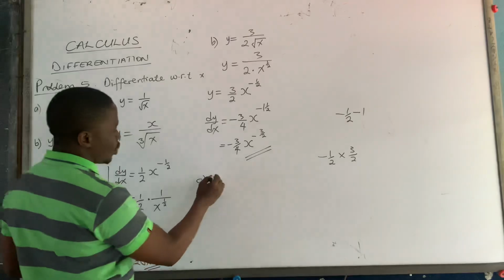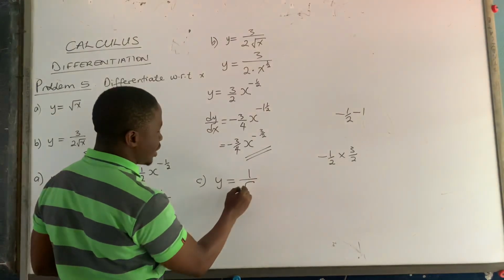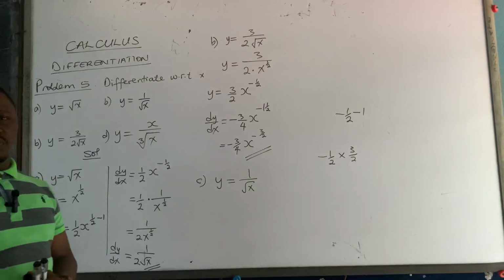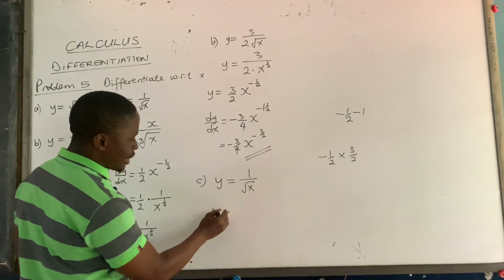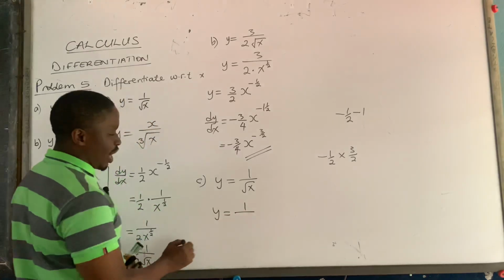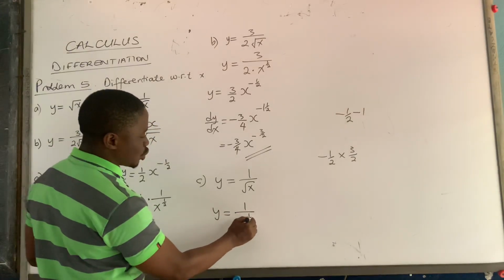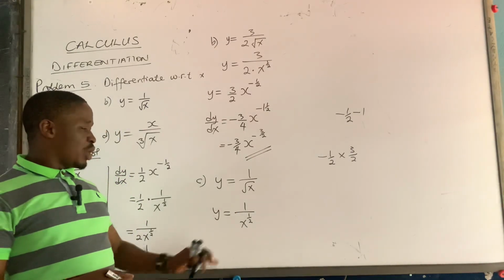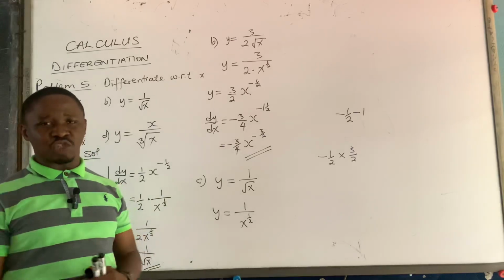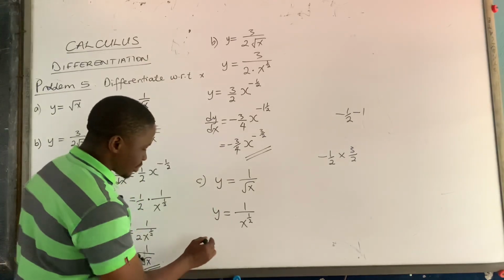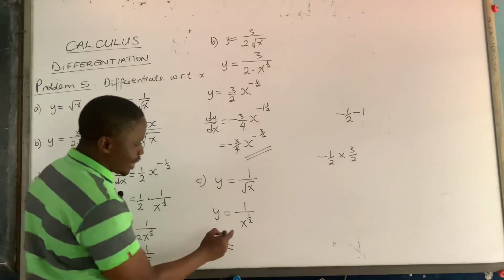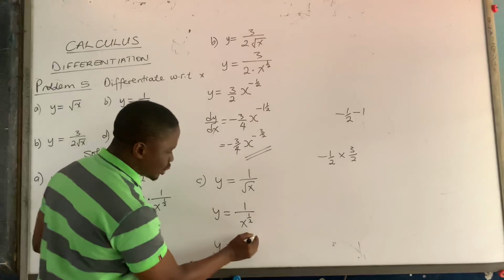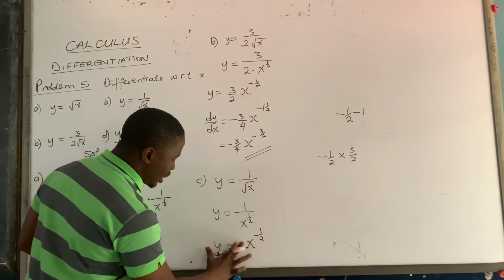C says what? y is equal to 1 divided by root x. The first thing we do is to remove x from the roots. So we say y is equal to 1 divided by x to the power of half. So having removed x from the roots, we don't want to see x serving as a denominator. So we move it to the top. So when it goes to the top, the sign changes. The sign changes to negative, but we ignore the 1.